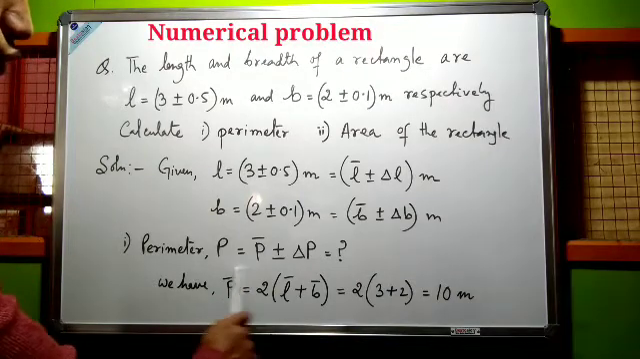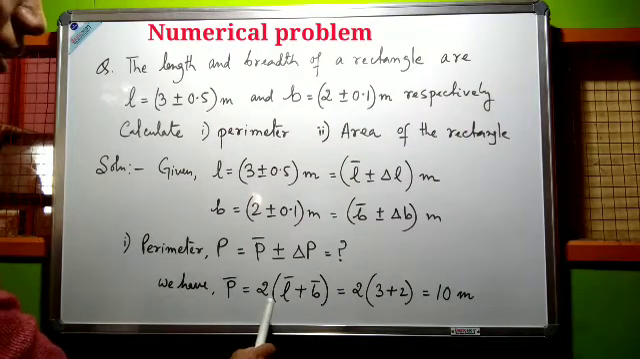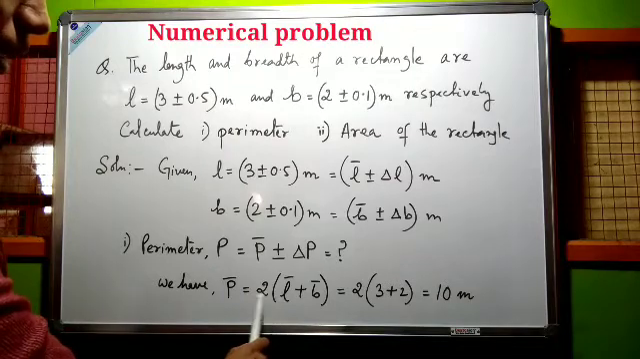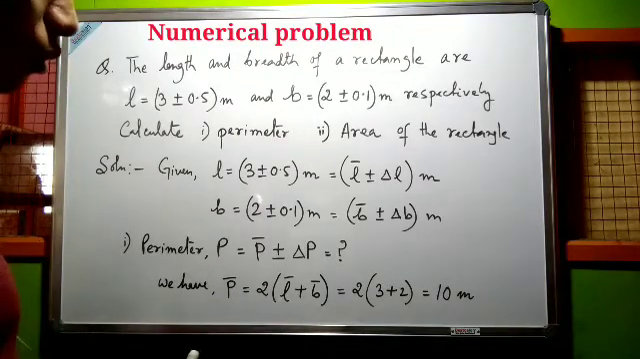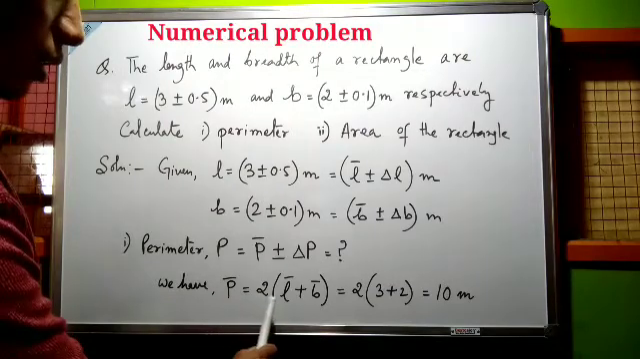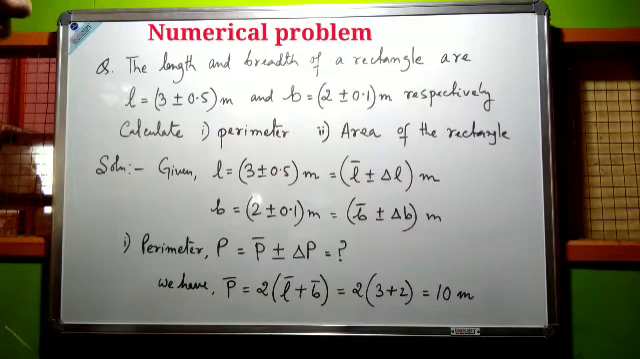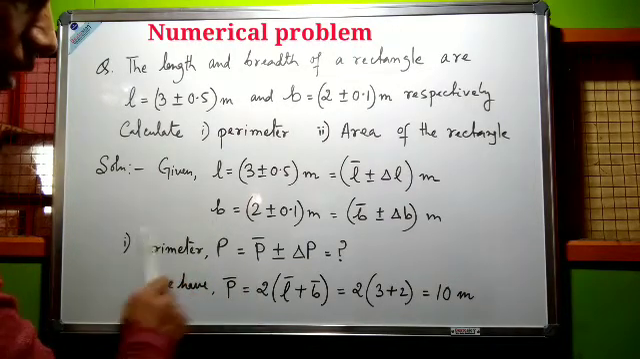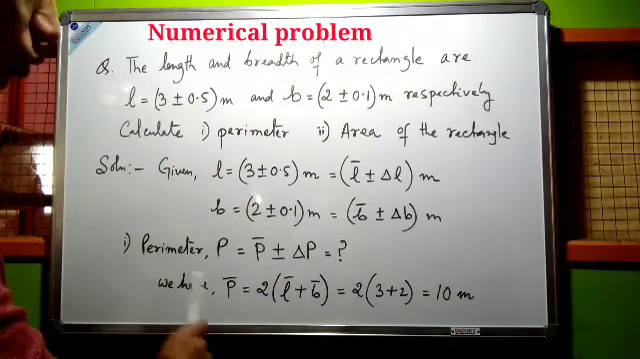For the true value of perimeter, we apply the general formula. Perimeter is twice length plus twice breadth. So twice the true value of length plus twice the true value of breadth. Here we take the true value, so we write P bar, and next we will find delta P. And for the true value we use the true values of the observed quantities.